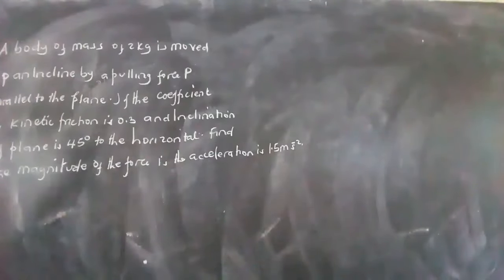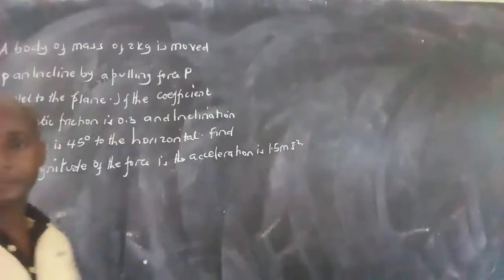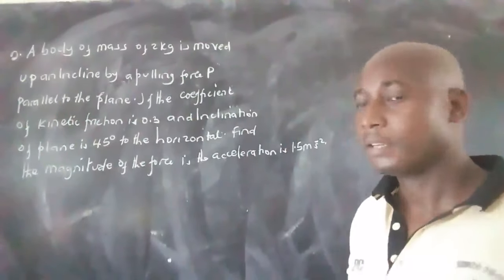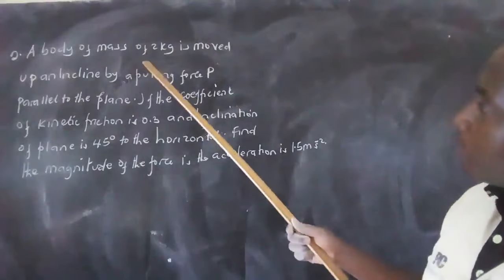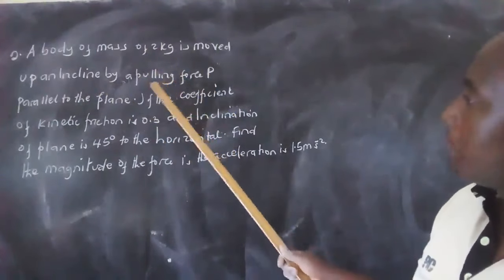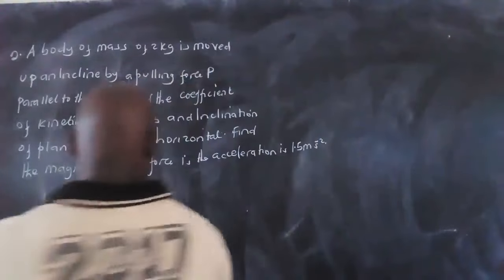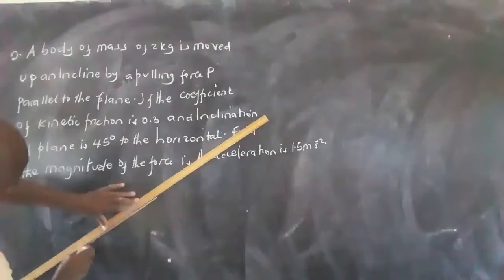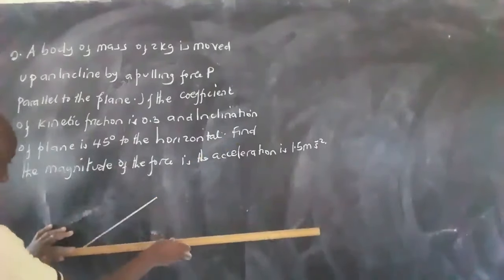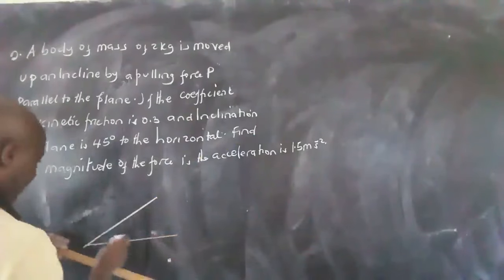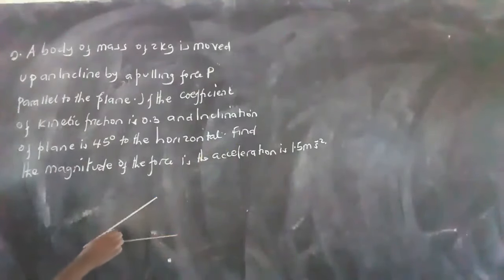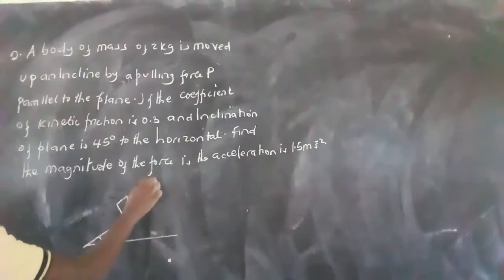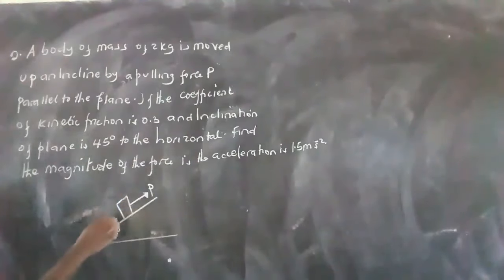So we have this. They are saying that a body of mass 2 kilograms is moved up an incline by a pulling force. So let me say this is the incline. This is the horizontal. The angle is 45. So it is moved up by the pulling force P. So the frictional force is down.